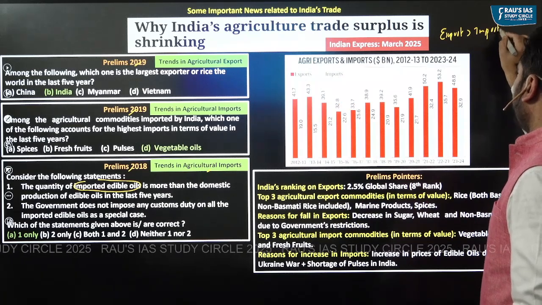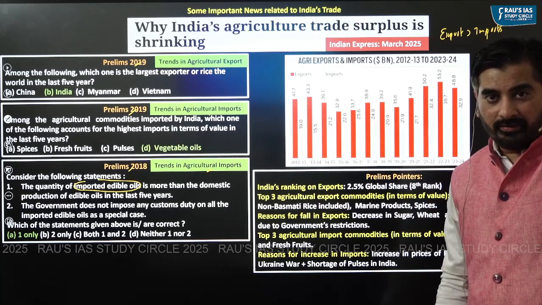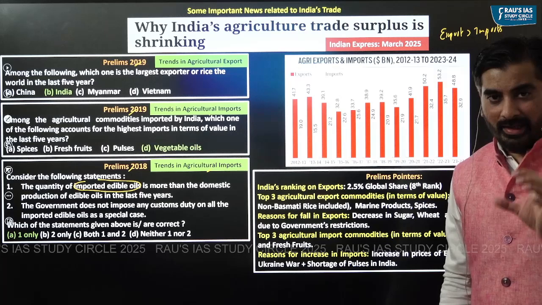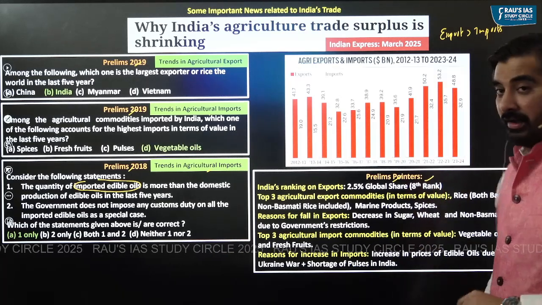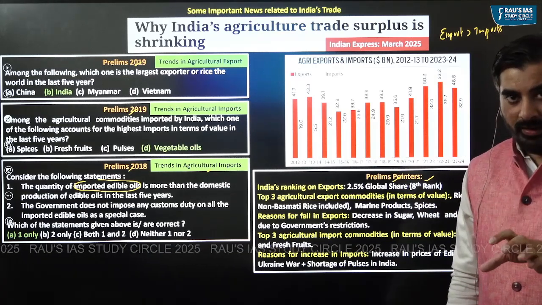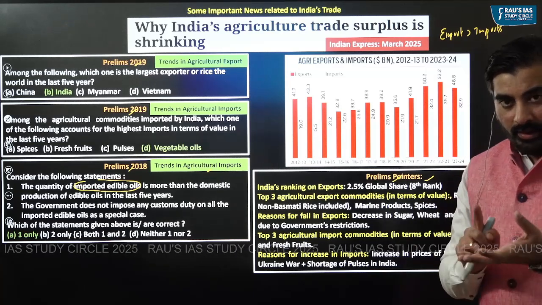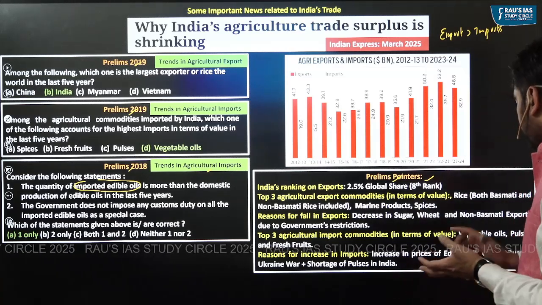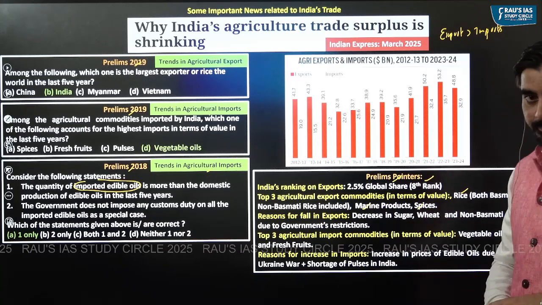If you see India's share in the global export of agricultural commodities, it is around 2.5%. And India is the world's 8th largest exporter of agricultural commodities. The top agricultural commodities that we export to other countries include rice, which includes both basmati rice and non-basmati rice, followed by marine products and then spices.